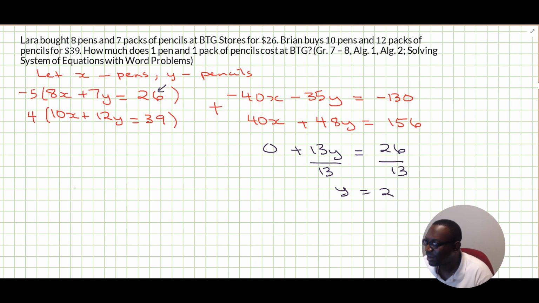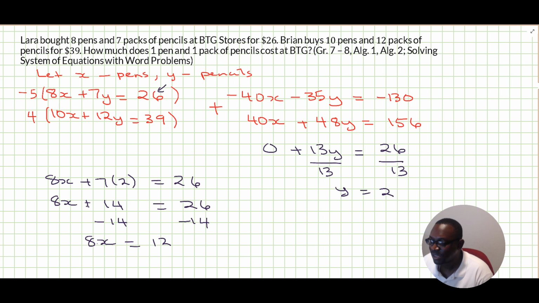Now we can actually use this value and substitute in any of the original equations that we have. Let's try this one here. So 8x plus 7 multiplied by 2 equal to 26. So we now simplify this. 8x plus 14 equal to 26. So let's go ahead and subtract 14 because we want to find out the value of x. 8x equal to 12. Now, since we're trying to isolate x, let's divide both sides by 8.